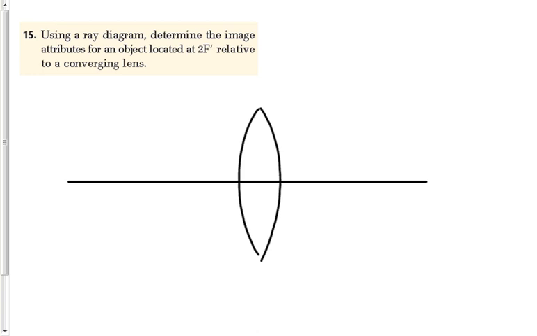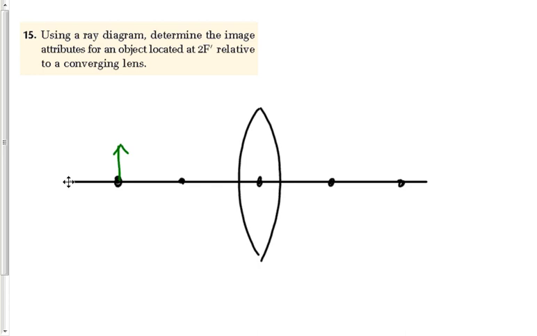Let's take a look at 15 now. It says, using a ray diagram, determine the image attributes for an object located at 2f, 2 times the focal length, relative to a converging lens. Let's draw a principal axis here. We've got a converging lens, so it's going to be a convex lens. We're going to put the optical center right there, the focal point right there, and 2f right there. On the other side, we're going to draw in the focal point and 2f as well, even though there's not really a focal point on the left-hand side. It's just a spacer. We're going to put our object at 2f.